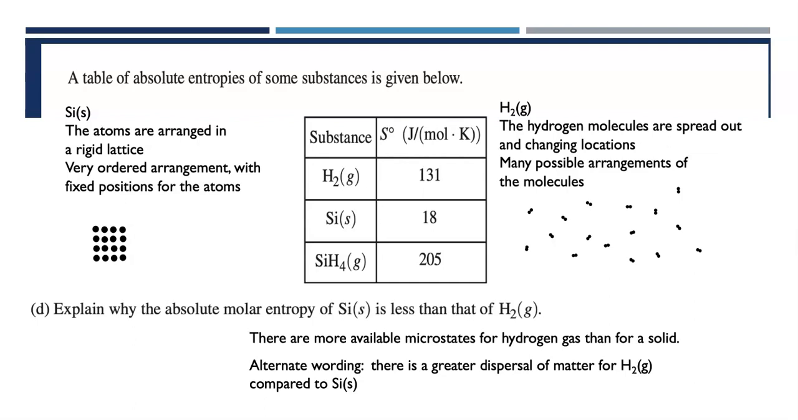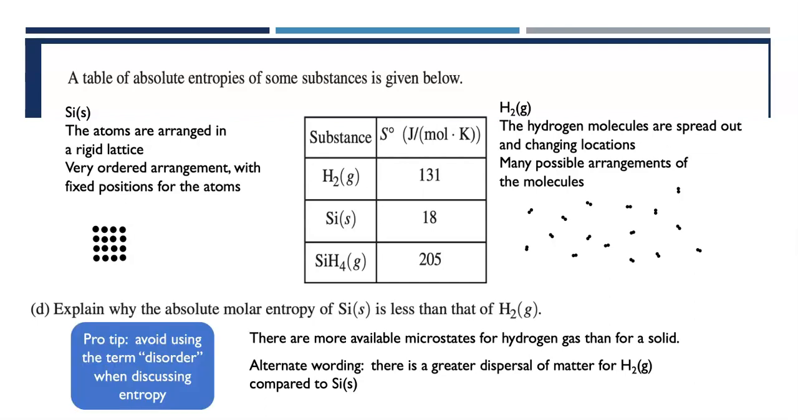Either one of these would be fine. The College Board's really not happy with the use of the word disorder when discussing entropy, and you're much safer talking about available microstates. Are there fewer or more available microstates, or talking about dispersal of matter with these entropy-based arguments, just as a word of advice. But that's the core of what you needed to say to earn the point here.